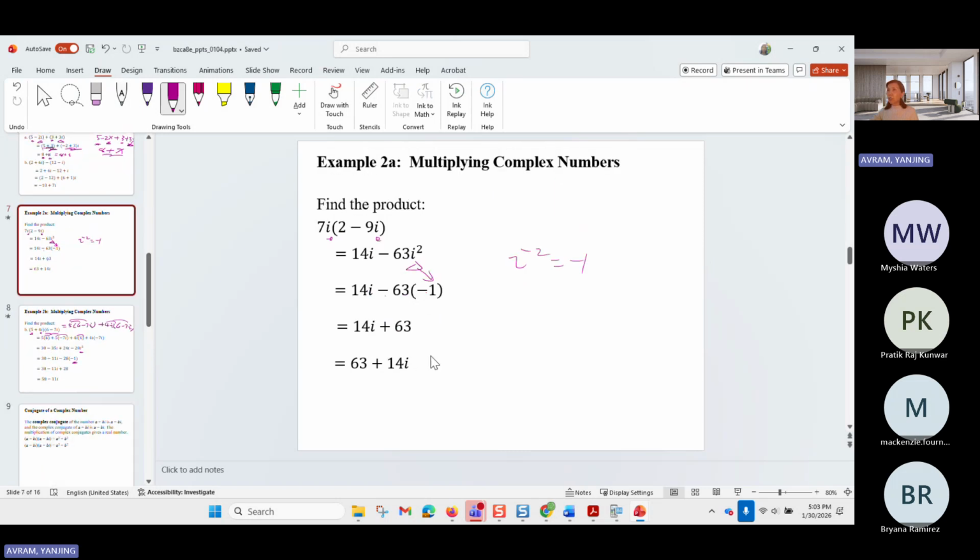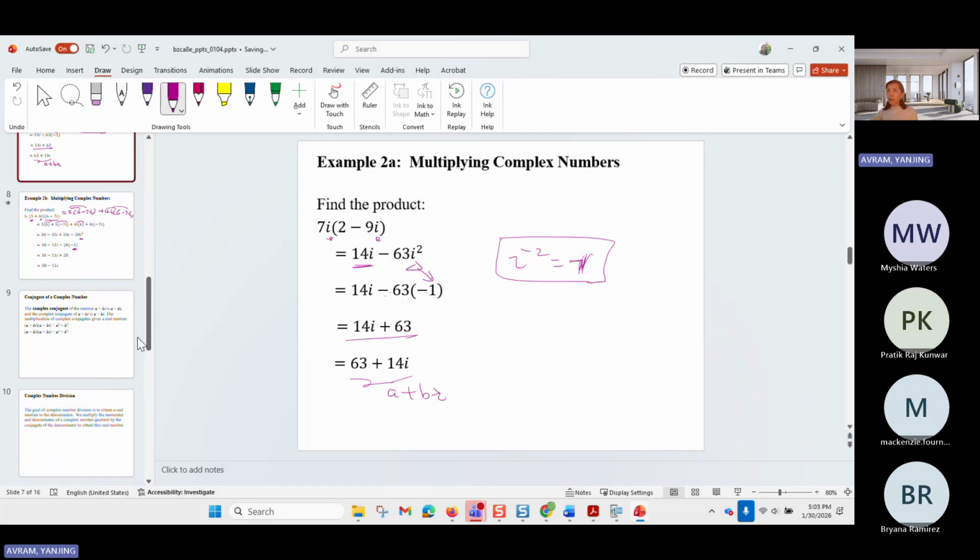The only difference here is if you have a multiplication, right? And then you have 7i times this one, 7i times 2, you get 14i. 7i times negative 9i, you get negative 63i squared. We have to use i squared equal to negative 1. This definition is used to simplify. Okay, so now the negative becomes positive. So that is 14i plus 63, or you write it in the standard form using a plus bi. So that is your standard form here. Okay, so that's how you multiply complex numbers.